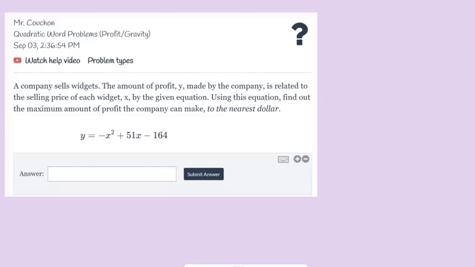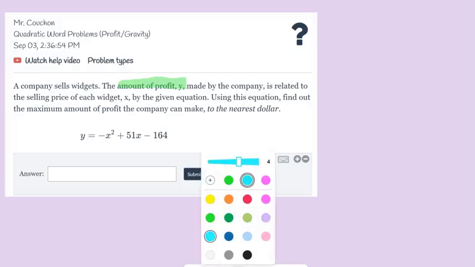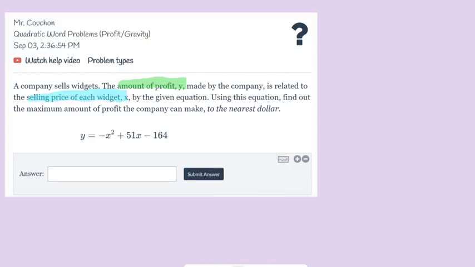Okay, a company sells widgets. The amount of profit y made by the company is related to the selling price of each widget, which will be the x value, by the given equation. Using this equation, find the maximum amount of profit the company can make to the nearest dollar.